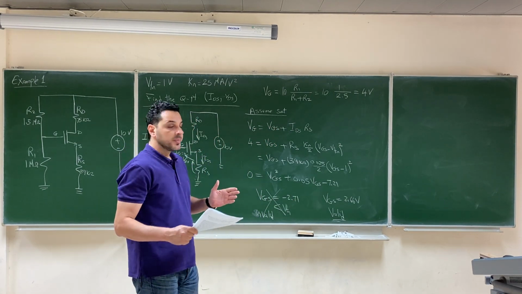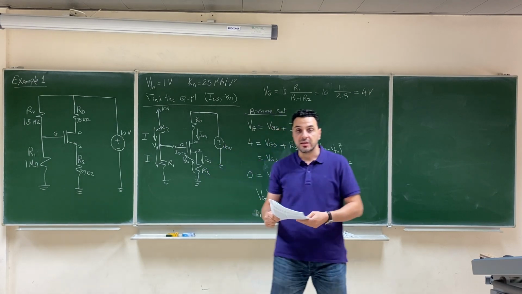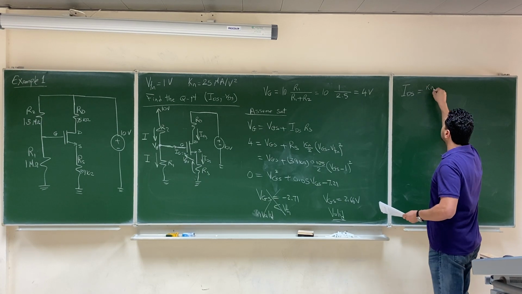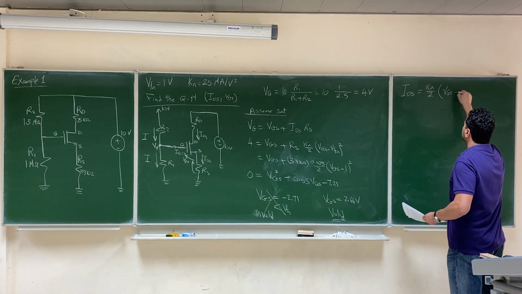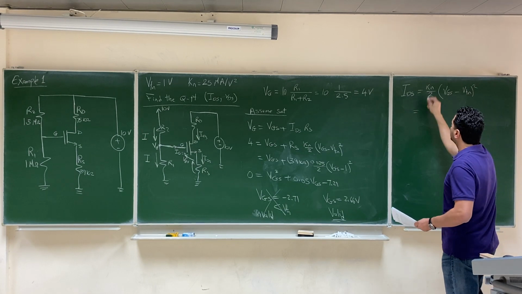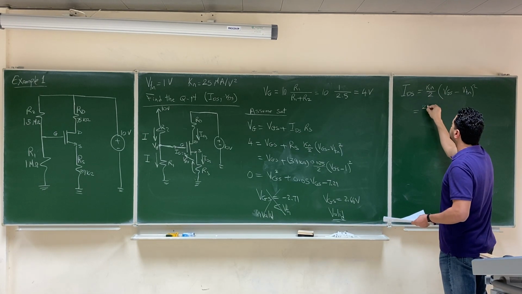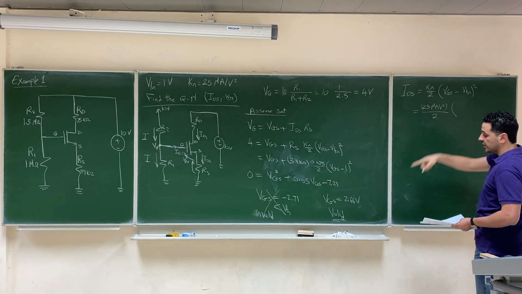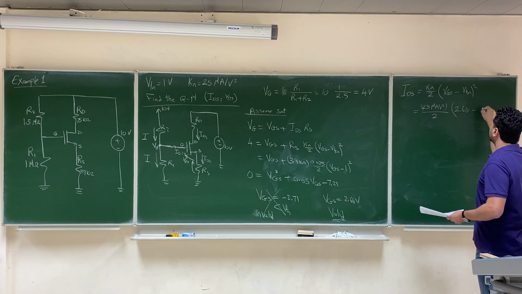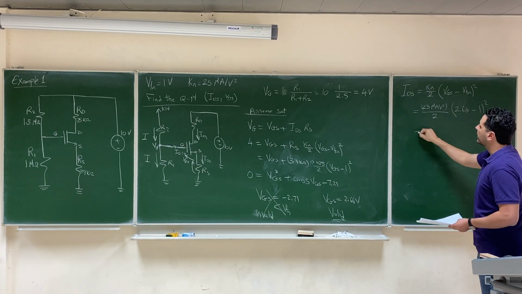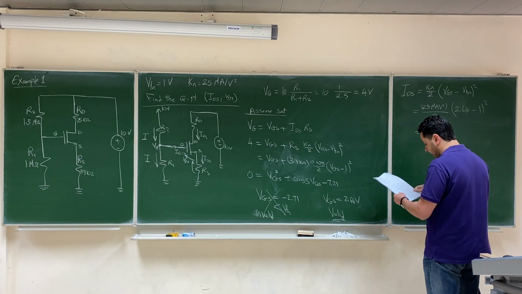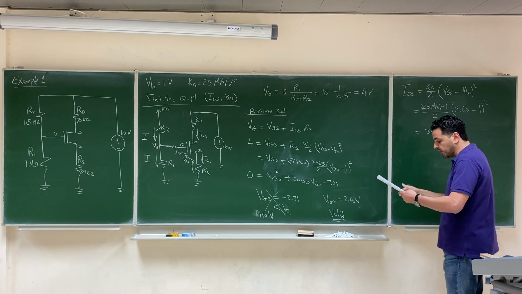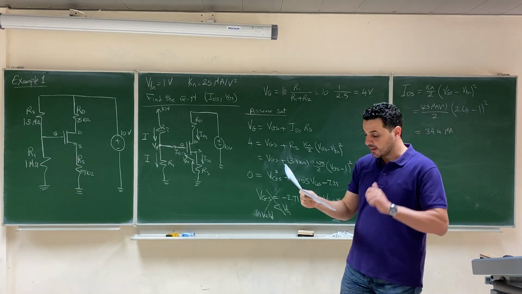We calculated VGS. So we can go to the current equation and substitute this VGS to calculate the current. The current equation says IDS equals Kn over 2 (VGS minus V threshold) squared. So now Kn is 25 microampere per volt squared over 2. VGS we already calculated, minus V threshold given as 1. So you can calculate the value of the current and you'll find that it is 34.4 microampere. So now we calculated VGS, we calculated the current.